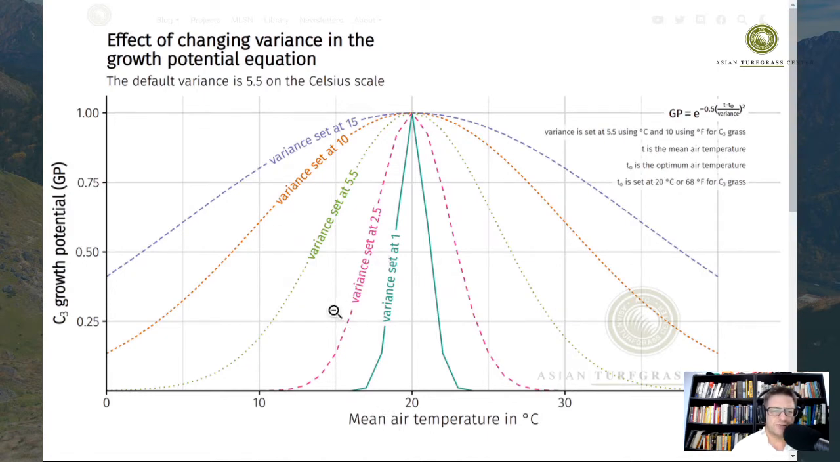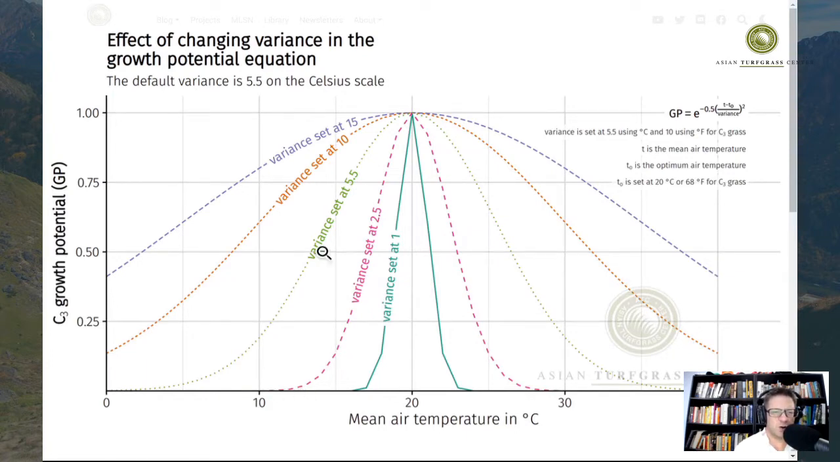If we set the variance at 2.5, we also get a growth potential that drops down to less than 50% at about 17.5 degrees. It's less than 25% at about 16 degrees. And that also is dropping the growth potential too quickly, because grass can still grow pretty good at 16 degrees. It shouldn't have a growth potential of 25%.